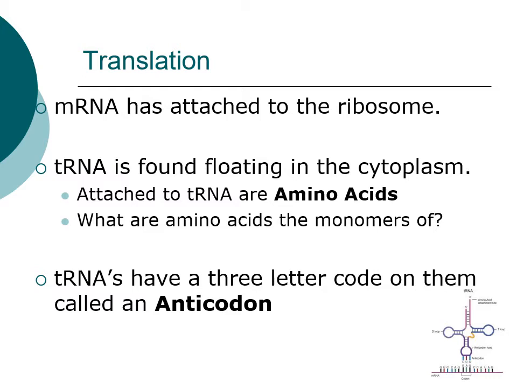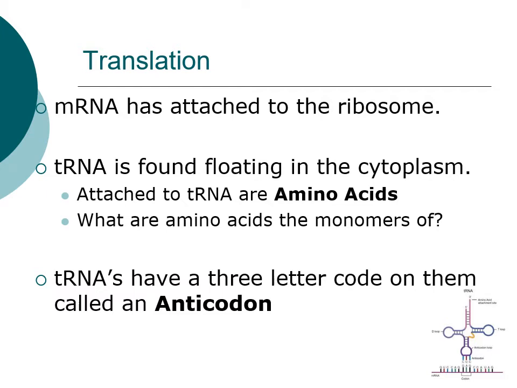So this has to occur at the ribosome. So the mRNA that left the nucleus that we made in transcription is going to go to the ribosome, out and float in the cytoplasm or on your rough ER. And there it's going to meet up with tRNA, which is transfer RNA. It's called transfer because it's transferring something to the mRNA. And what's transferring is amino acids.